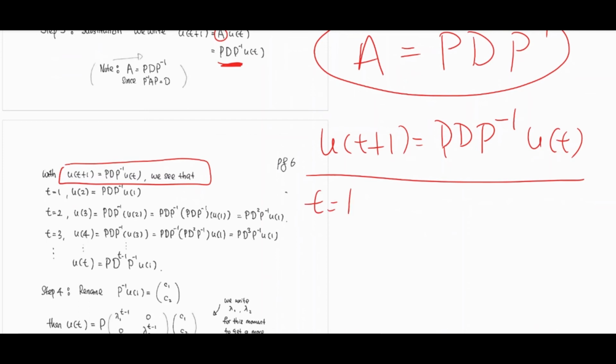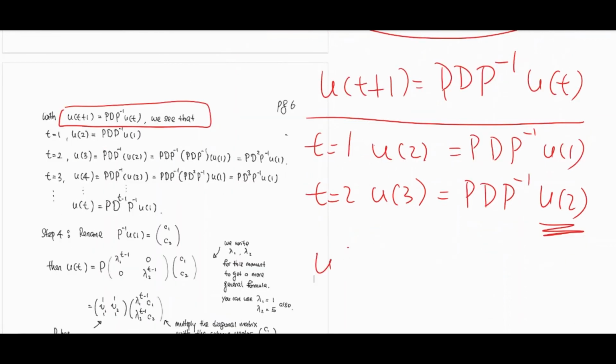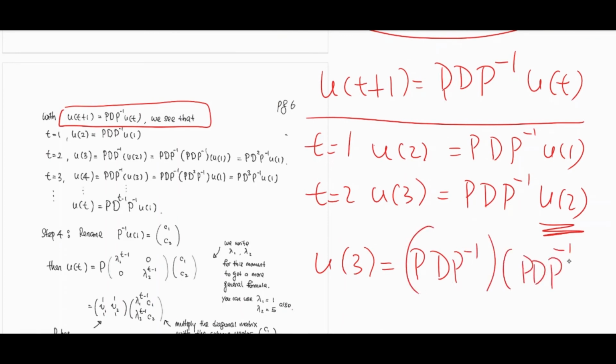Let's do some enumerations. For t = 1, you have u_2, which is PDP inverse u_1. For t = 2, you have u_3, which is PDP inverse u_2, but we have u_2 from the previous step. So you substitute here, and this is the key part: u_3 is PDP inverse times PDP inverse u_1. The P inverse and P cancel out, and D multiplied together by definition is D squared.